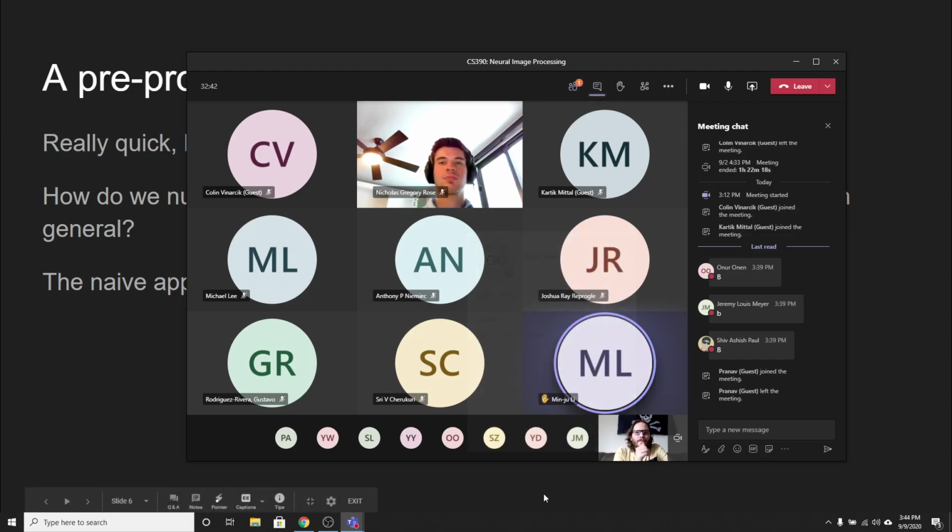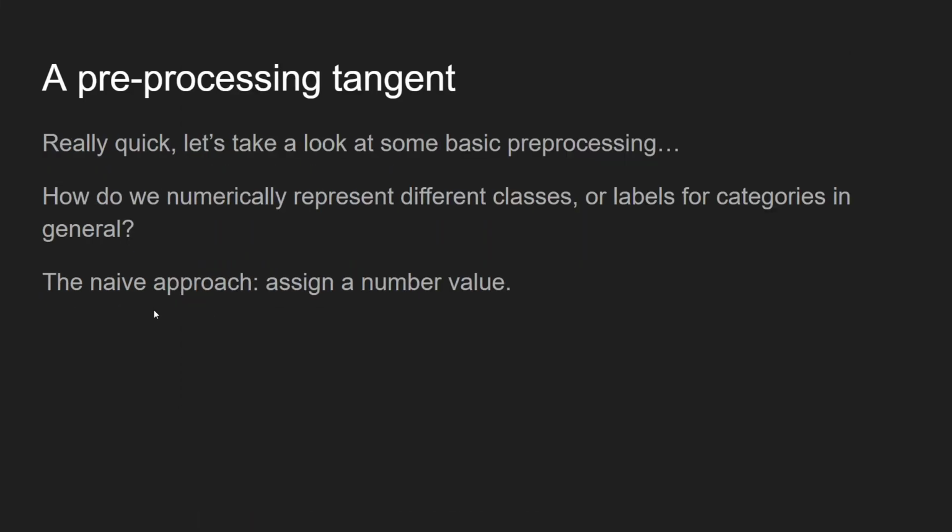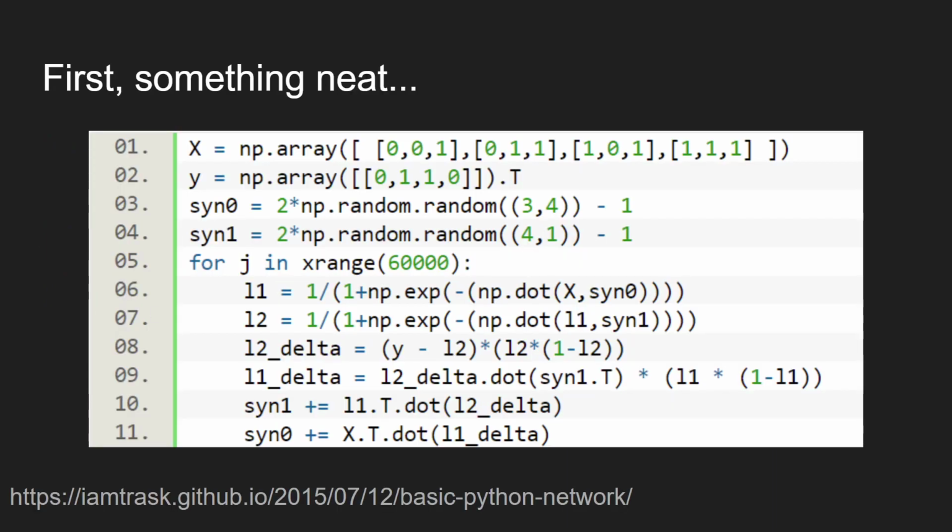So I have a question about the slide with the 11 lines of the neural network. Could you explain the second line again, and also why the transpose? Yeah, totally. So which lines were the confusing ones? Second line. This one, the y equals np.array.